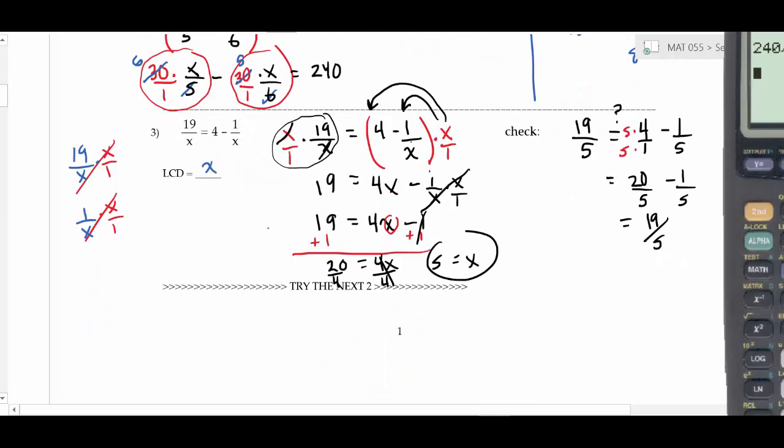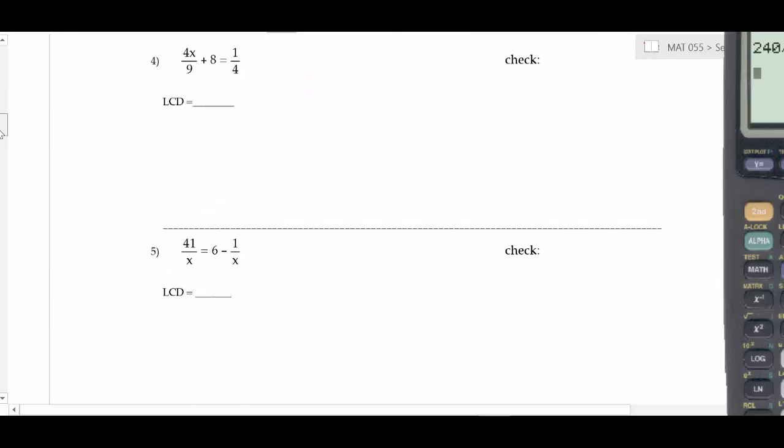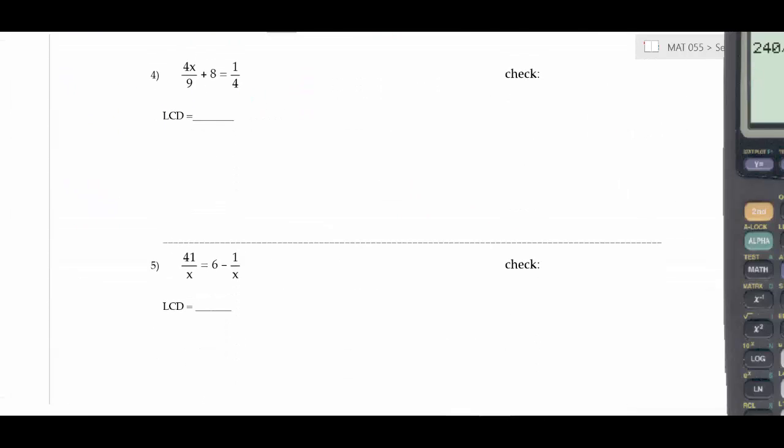All right, the reason I multiplied by x on that is because it got rid of both of those fractions. So the 19 came down, the 1 came down, but the 4 got multiplied by x. Does that make any sense? Yes? No? Okay. All right, so I'm going to let you do a couple of problems here. Go ahead and start working on the next 2.